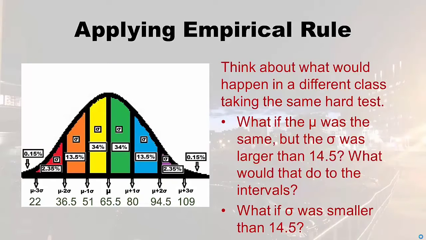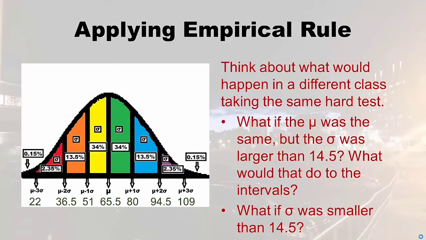So let's just stare at this for a second. Let's say the mu was still 65.5, but the standard deviation was like 30. Okay, that there was a lot of variation in the class. That would already mean that where the 80 is right now, that would actually be 95.5, right? And where that 51 is now, if we had a standard deviation of 30, that would actually be 35.5. I mean, that'd be a way bigger interval, right?